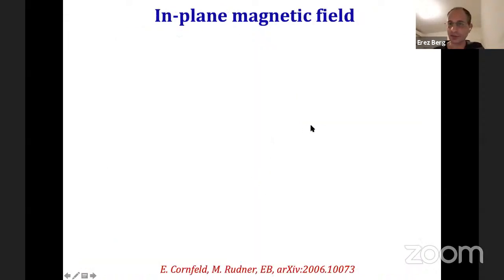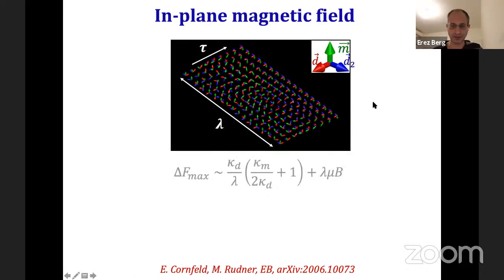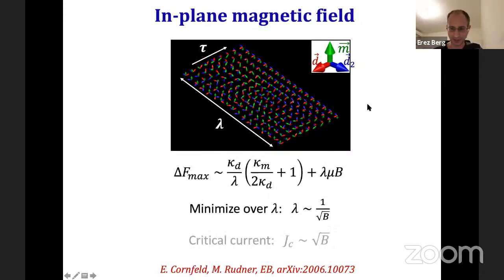Now, if you apply an in-plane Zeeman field, this eventually crosses over to a usual superconductor, and it does so in an interesting way. I won't go through the details, but the important conclusion is that in the presence of an in-plane Zeeman field, the critical current density becomes independent of system size, and it grows like the square root of the in-plane Zeeman field. So that's another property of this kind of superconductor.